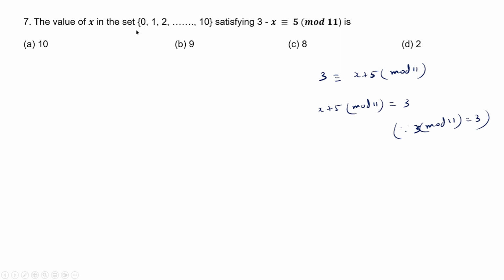Among these values 0, 1, 2 till 10, what value when we substitute will give the remainder as 3? If we put each of these values and check, only when we put x as 9, then 9 plus 5 is equal to 14, and 14 mod 11 is equal to 3. So the correct option is option B. When we divide 14 by 11, we get the remainder as 3, since we need to find x such that x plus 5 mod 11 is equal to 3. So the correct option is option B, which is 9.